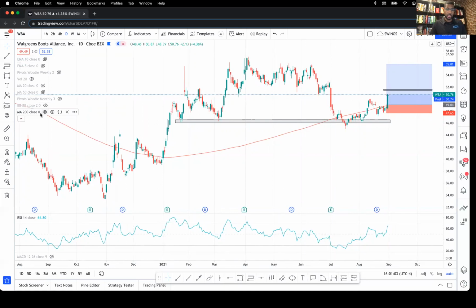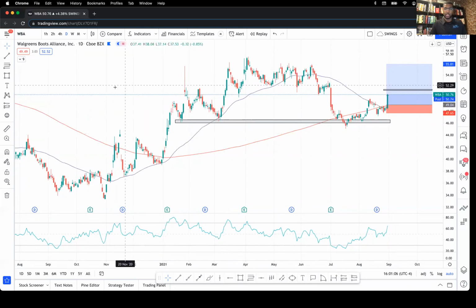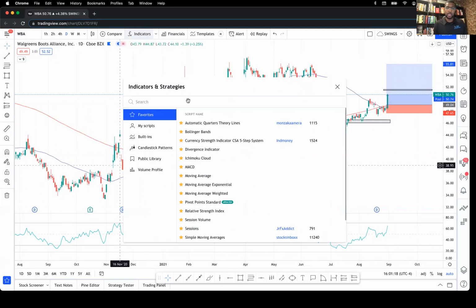Now you have the 200 moving average and you have the 50 moving average. The 50 moving average is in purple. First, before we get into anything, if you are on TradingView and you want to know how to put these indicators on your chart, simply go to the top and you see this Indicators and Strategies. You click this, and then the menu will open up.